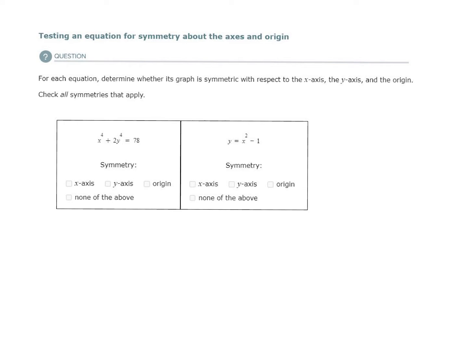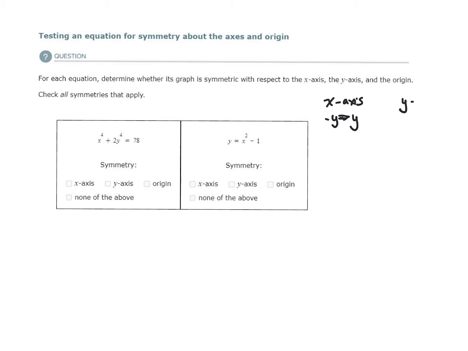All right, let's look at how we test some equations for symmetry. For each one, there is a specific way that we test for the symmetry. If you're testing for the x-axis symmetry, we're going to replace y with negative y. So negative y goes in for y, and then we see if we get back to the original.